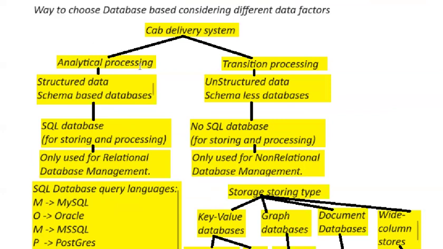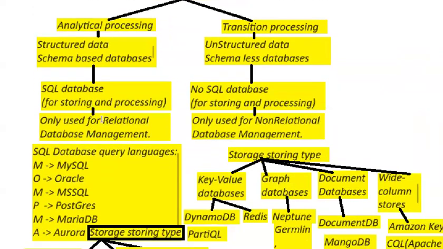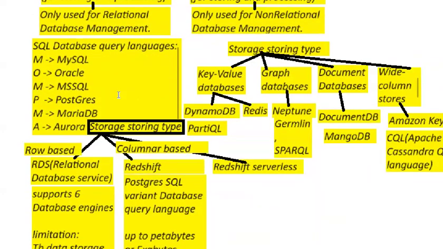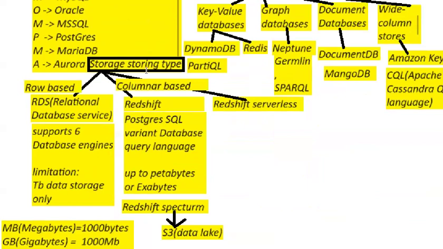So in order to process our data, they need to store it in some storage. That storage is SQL storage, or structured storage, or schema based storage. So we have seen the storage types available based on storing. If you store row based data or column based data, AWS provides you RDS for row based data storage, and for column based storage, AWS provides you Redshift and Redshift serverless. I hope you watched these things.